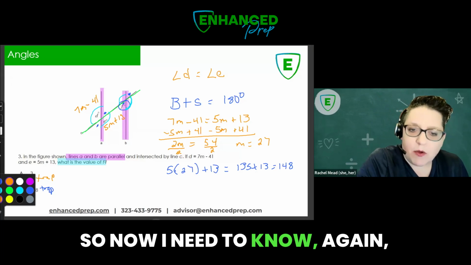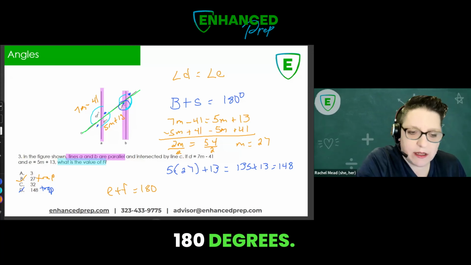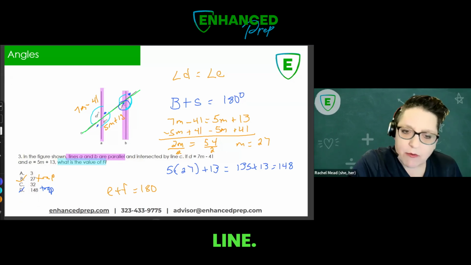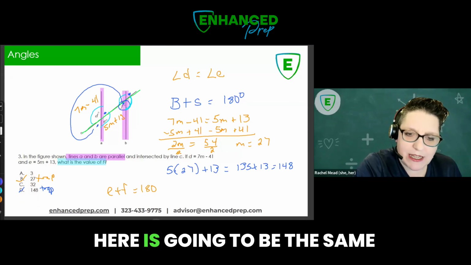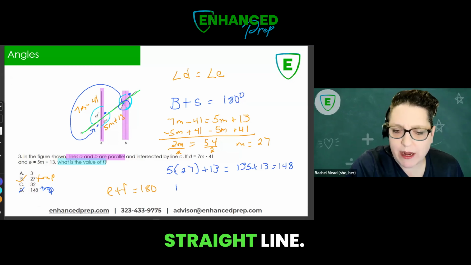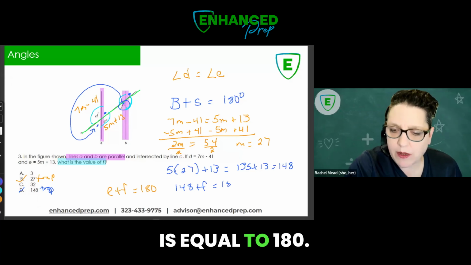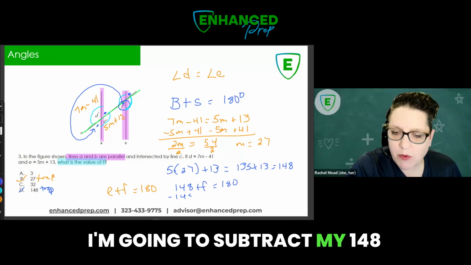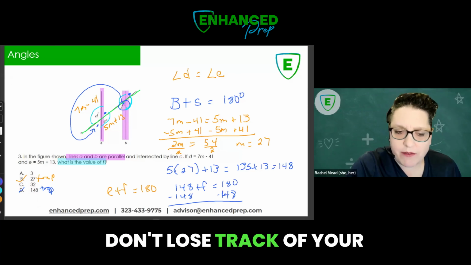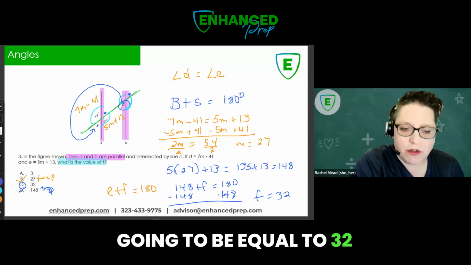So now I need to know, again, E plus F is going to equal 180 degrees. So now I can solve for that F. Again, it's on that straight line. Remember that this F right here is going to be the same measure as this angle right here. So it's making up that straight line. So I can now say 148 plus F is equal to 180. I'm going to subtract my 148 from both sides. Again, show that work. Don't lose track of your signs. And I now know that F is going to be equal to 32 degrees.